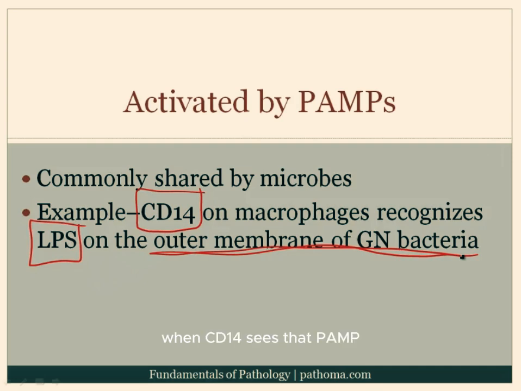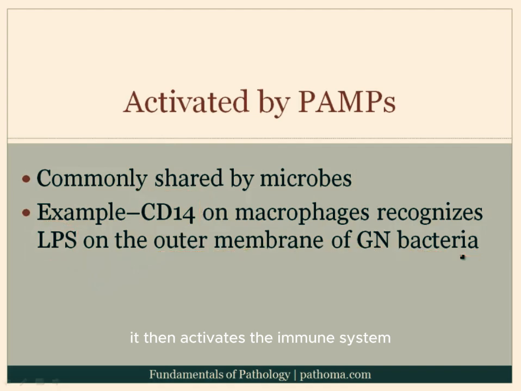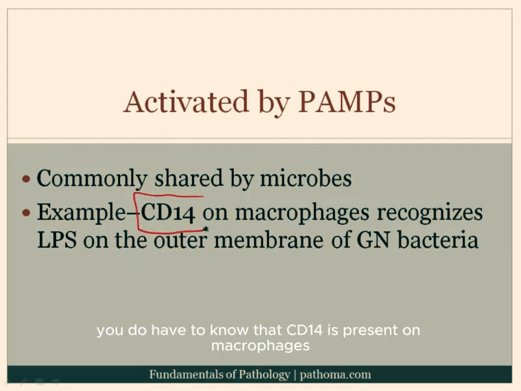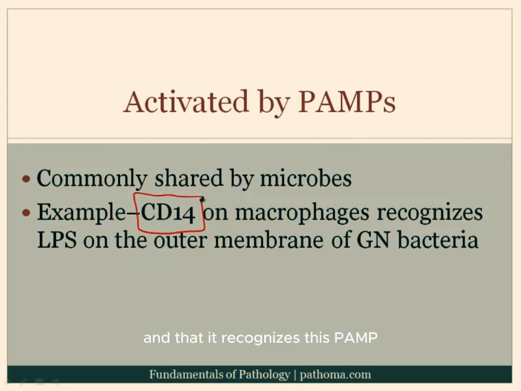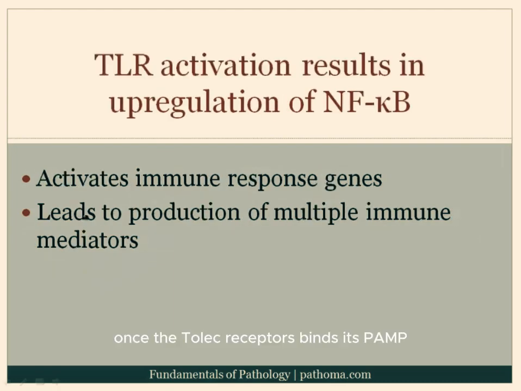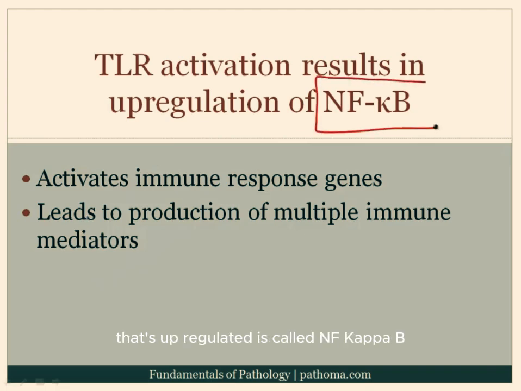When CD14 sees that PAMP, it then activates the immune system. And this, again, is very high yield. You do have to know that CD14 is present on macrophages and that it recognizes this PAMP, which is lipopolysaccharide. Once the toll-like receptor binds its PAMP, that results in activation, and a signal is sent to the nucleus, and one of the key proteins, it's actually a transcription factor, that's upregulated is called NF-kappa B.